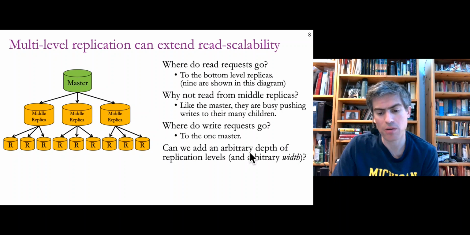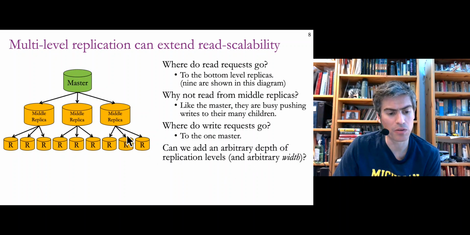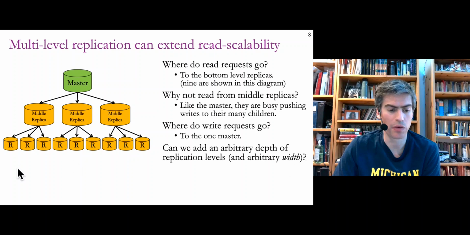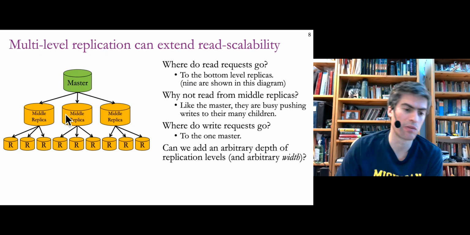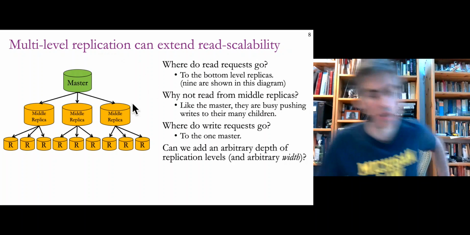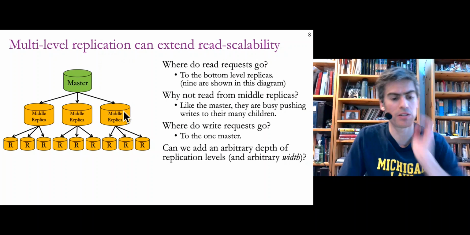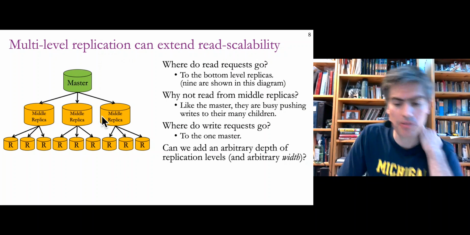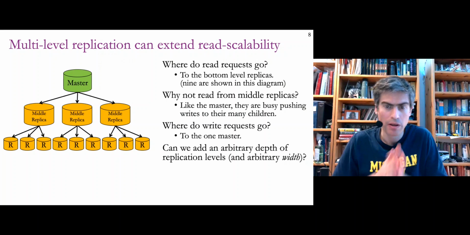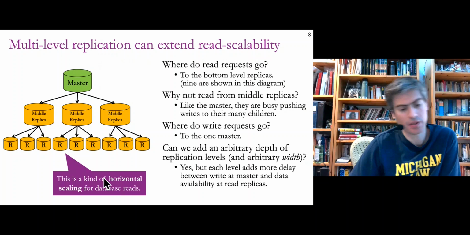And finally, can we add an arbitrary depth of replication levels? In other words, can we make this tree 4 levels, 5 levels, 6 levels? By doing that, we would achieve an arbitrary width. I showed in the previous slide that we couldn't, with a single layer, achieve an arbitrary width because that would introduce a really huge load on the master to replicate to 1,000 replicas. That would be way too much work for the master. But with multiple levels, can we achieve an arbitrary replication level? In fact, we can, which is cool.